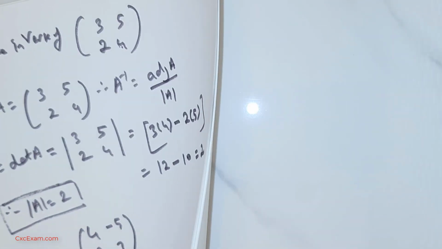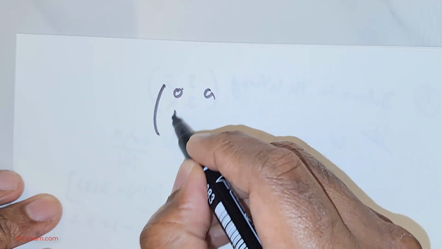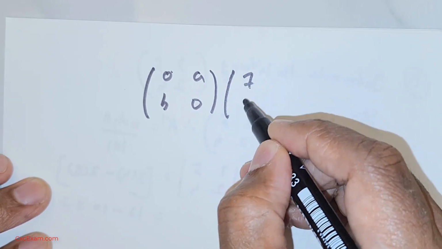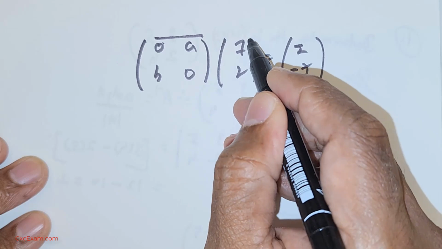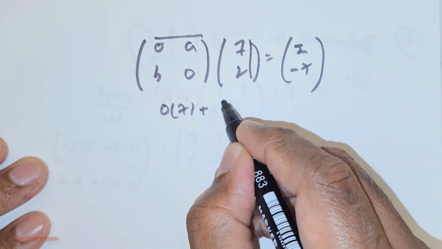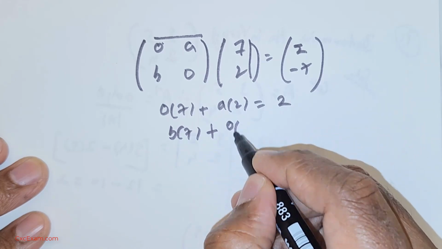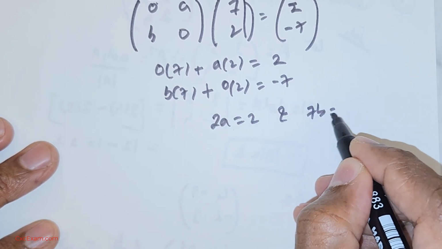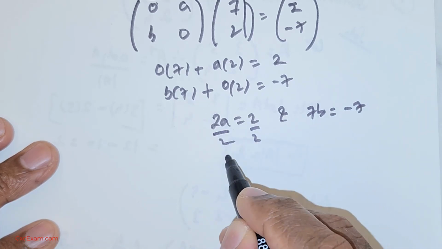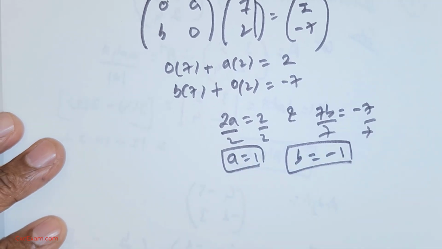So what happens is, this is a solution for the first question. The matrix 0, A, B, 0 is hitting 7, 2 and it transforms 7, 2 to 2, negative 7. So multiply row with the column. 0 times 7 plus A times 2 is equal to 2, and B times 7 plus 0 times 2 is equal to negative 7. So you get 2A is equal to 2 and 7B is equal to negative 7. Dividing by 2 you get A is equal to 1, and dividing by 7 you get B is equal to negative 1. So that is the value for A and B.